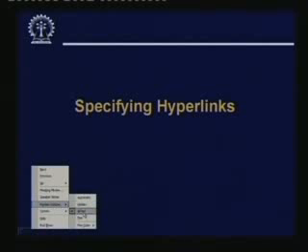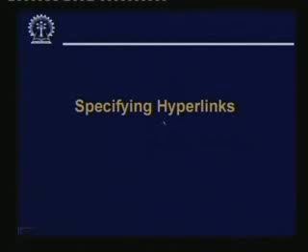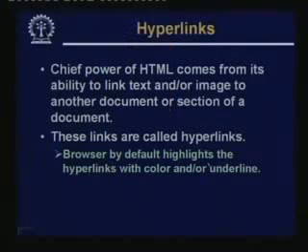Now, we start another topic in HTML. This is how we can specify hyperlinks, because in HTML one of the very important features is to specify hyperlinks. HTML is a language in which you can provide links from one document to other resources. It can be another document, another image, some other file like PDF, PostScript, anything. So the way we provide these links is very important, and these links are called hyperlinks.